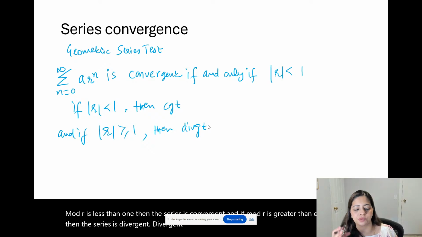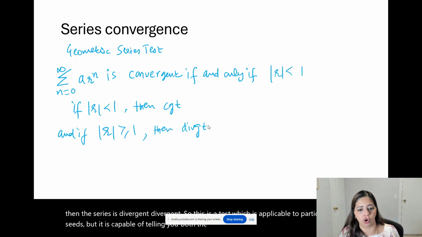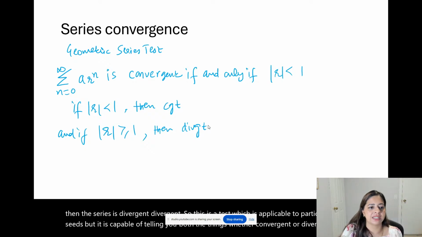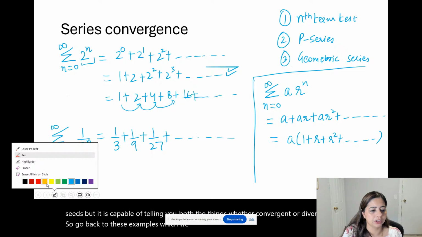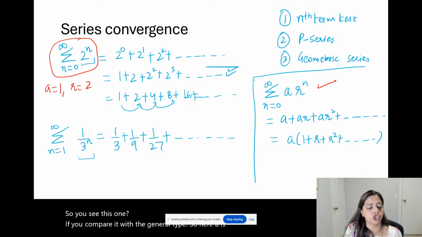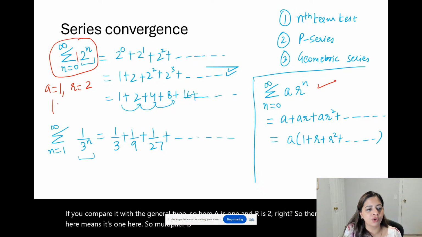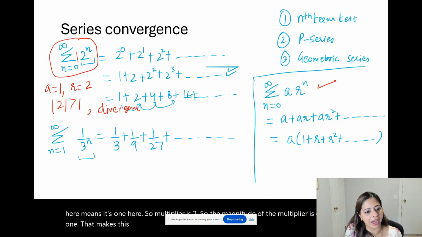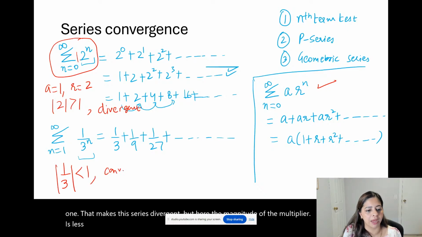So this is a test which is applicable to a particular kind of series, but it is capable of telling you both things, whether convergent or divergent. So go back to these examples which we just did. You see this one. If you compare it with the general type, here a is 1 and r is 2, right? There's nothing here, meaning it's 1 here. So the multiplier is 2, and the magnitude of the multiplier is greater than 1. That makes this series divergent. But here, the magnitude of the multiplier is less than 1, which makes it convergent.